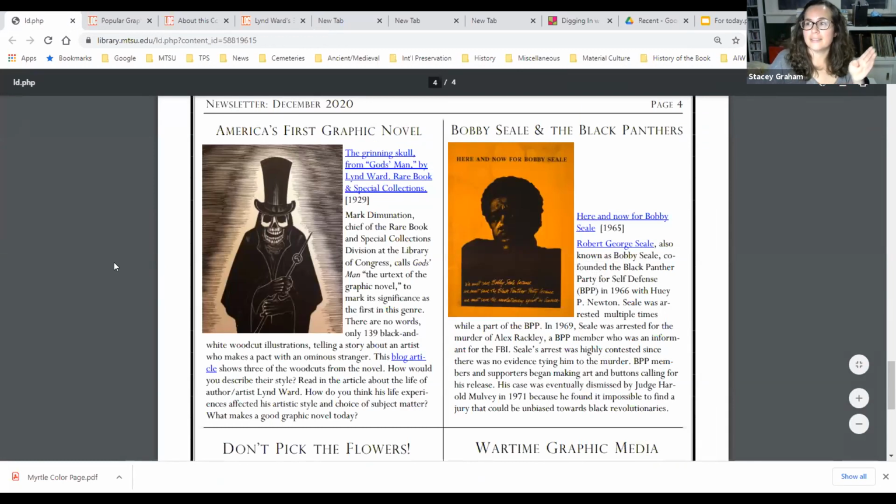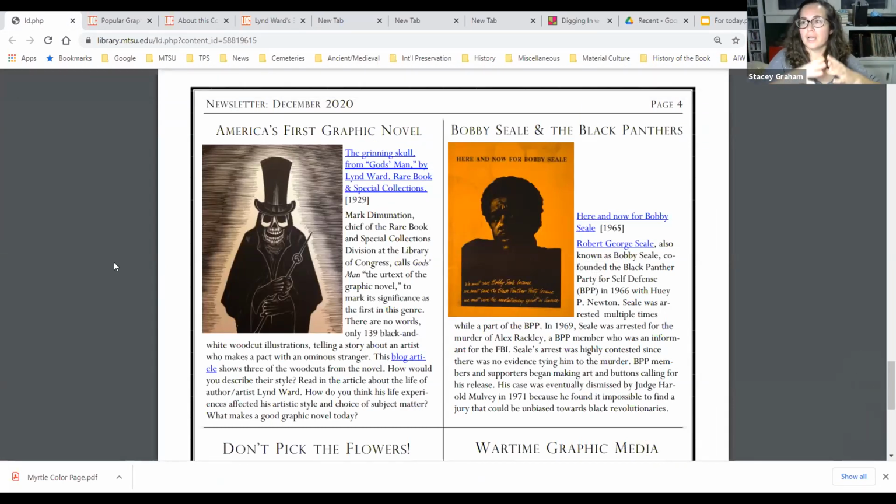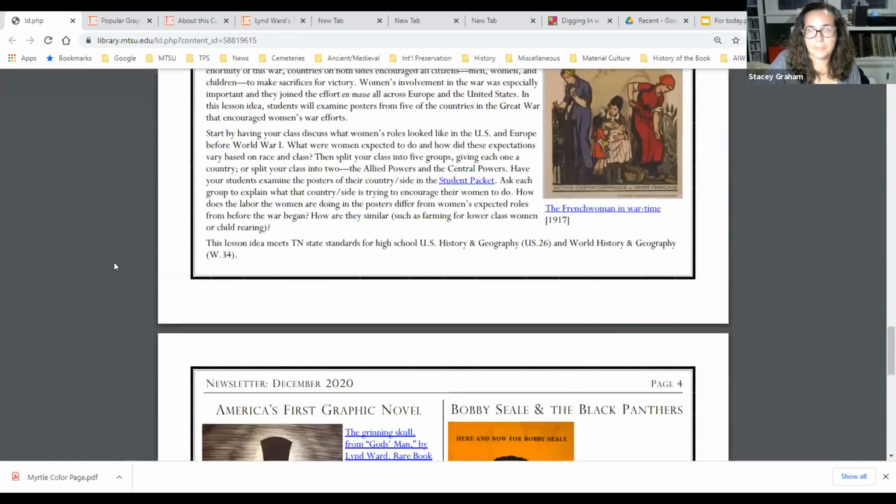But again, it gives your students a better sense of what a graphic novel is and the history of the genre itself, and how you can tell a story in pictures without any text. I mean, that's actually a really good critical thinking challenge for them.